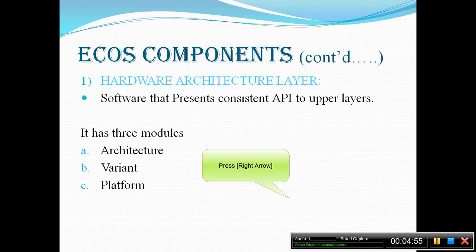So what is architecture? It defines the processor family type. It contains the code necessary for processor startup, interrupt delivery, context switching and other functionality specific to the instruction set architecture of the processor family. Next module is variant. It supports the features of the specific processor in the family. For example, a supported feature is an on-chip module such as the memory management unit, that is MMU.